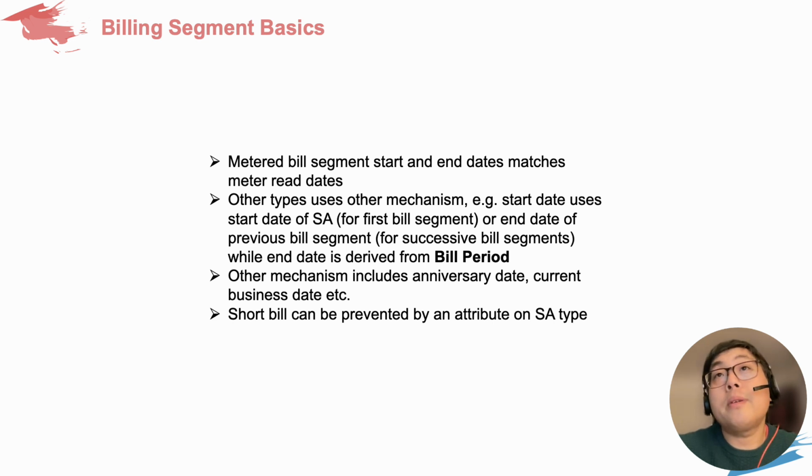And the other mechanism includes anniversary date, or just based on the current business date. And also another thing is there is a validation in place. So when the bill segment is generated and tries to complete, there is an algorithm to prevent it if it's a very short bill. And that number of days is defined on the SA type.